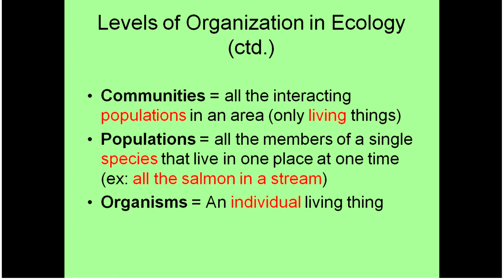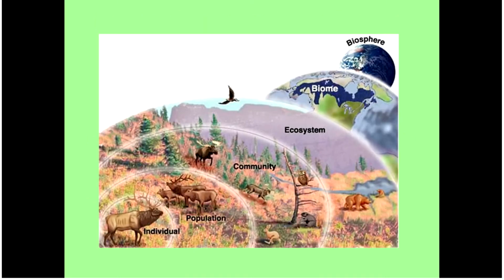For example, all the salmon in a stream. If I said the salmon and the brown bears that eat them and the moss that grows on the rocks, that would not be a population. It has to be just one species. And then the organism level is the last one, and that's a single living thing. Okay, so this is just a picture showing you the different levels, starting at biome, going down to biosphere, ecosystem, all the living and non-living things, community, just living things, population, a single species, and then the individual.